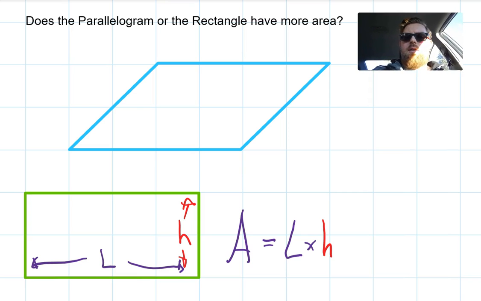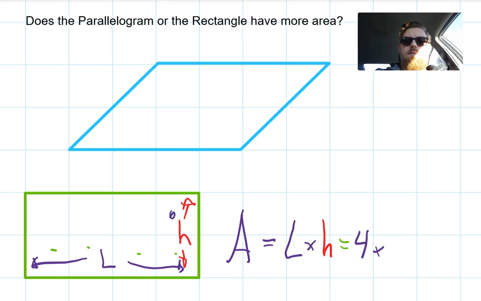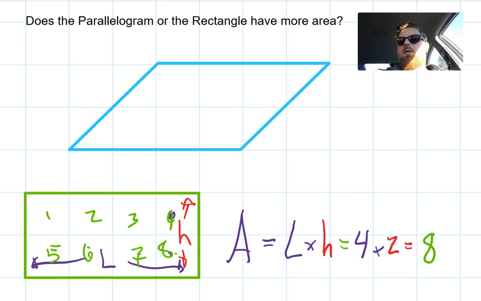Now, for this one right here, for this green rectangle, we're just going to use the squares. So we have 1, 2, 3, 4 squares for the length. And for the height, we have 1, 2. So we have 4 times 2. So our answer for this green rectangle is it has an area of 8 squares. Makes sense. You can go ahead and even count them. 1, 2, 3, 4, 5, 6, 7, 8. Oh my gosh, there's 8 of them. And that's what we calculated.